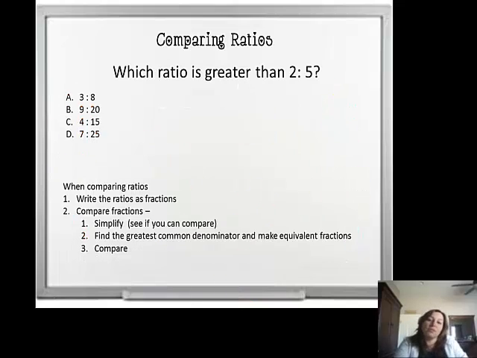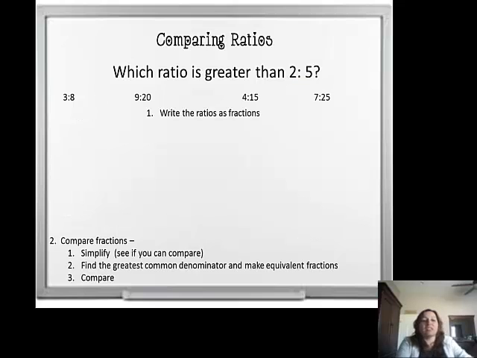Along with that, we also need to say, okay, which ratio is greater than 2 to 5? So now they're giving me a particular ratio and asking me which one of these is greater than that 2 to 5. This is simply comparing ratios again, so we're going to follow the same steps: write the ratios as fractions, and then compare fractions, and we do that first by simplifying and then seeing if we can compare, and then finding the greatest common denominator and making equivalent fractions and comparing those numerators.